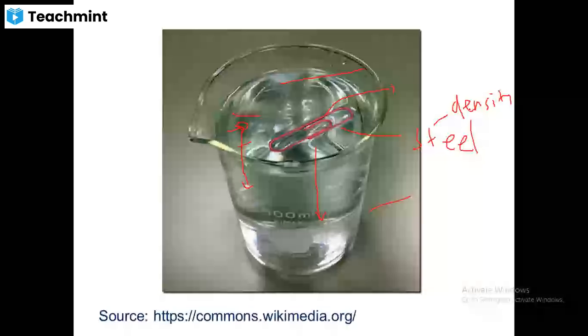So we know in the case of steel, the density is much larger than that of the water. So even though it is made up of steel material, it is still able to float on the surface of water. Why is it so? Again, it is due to the phenomenon of surface tension.